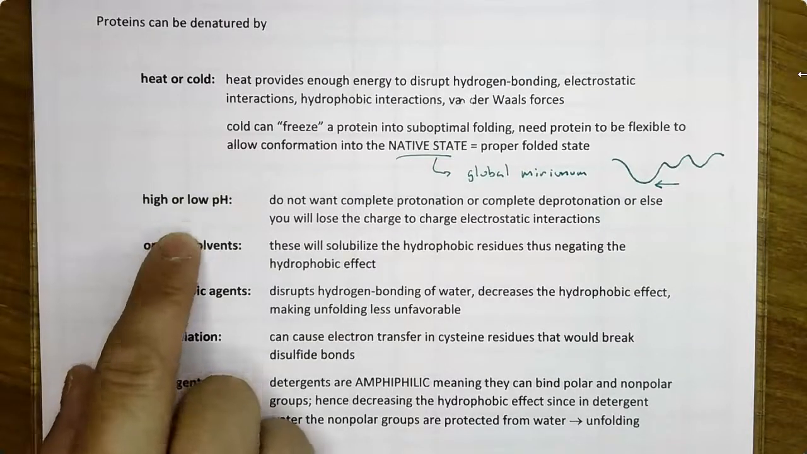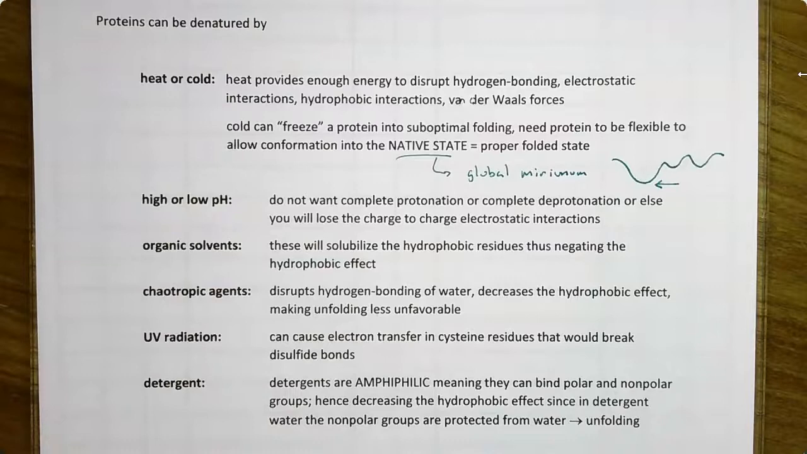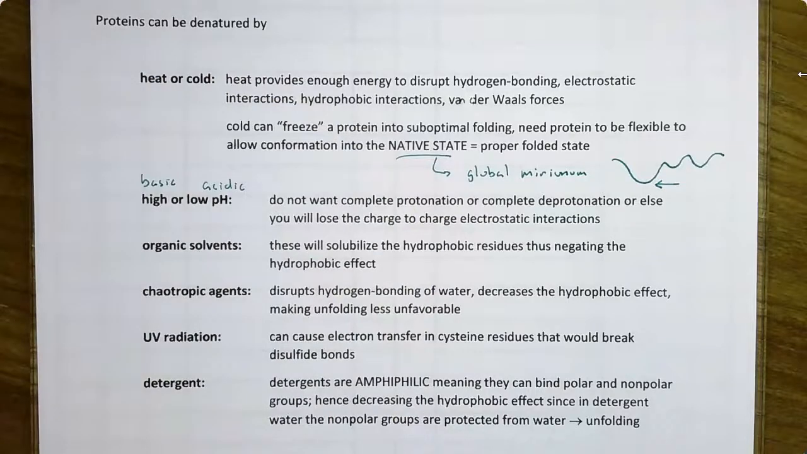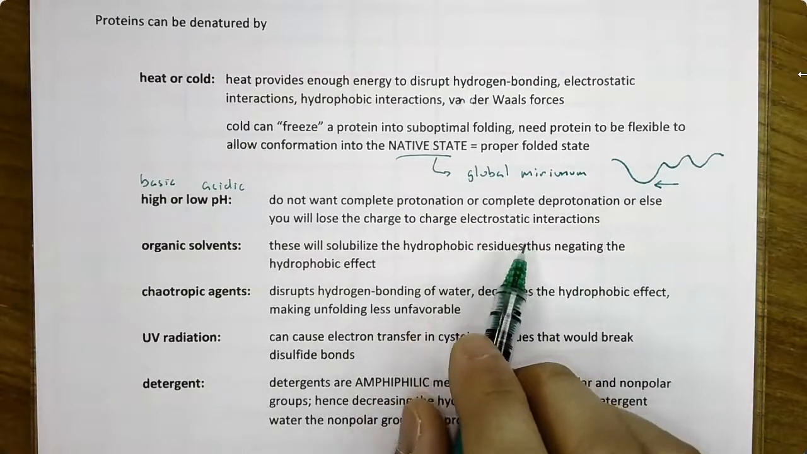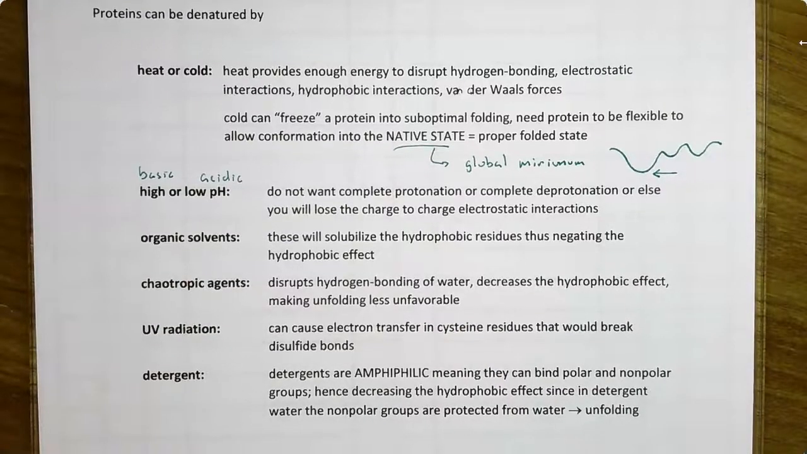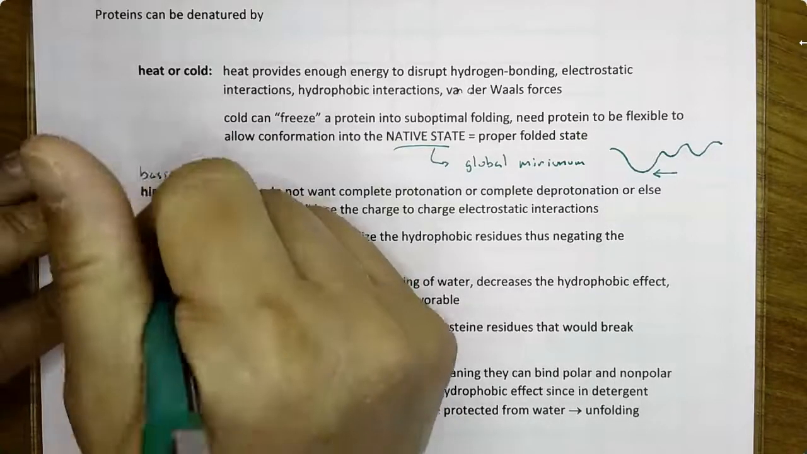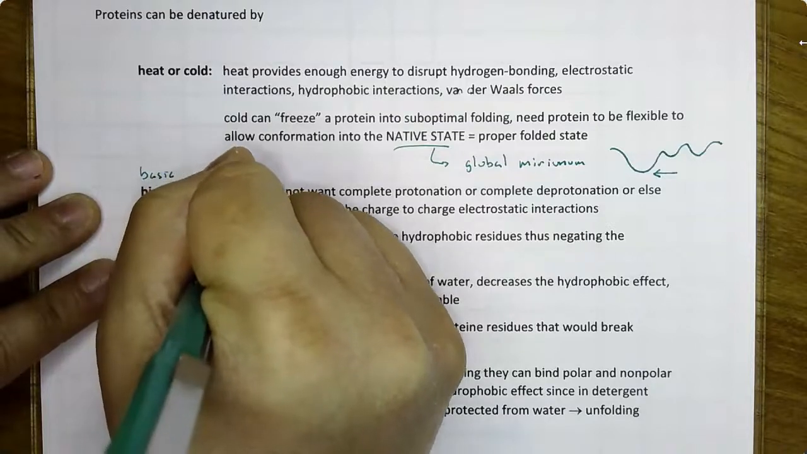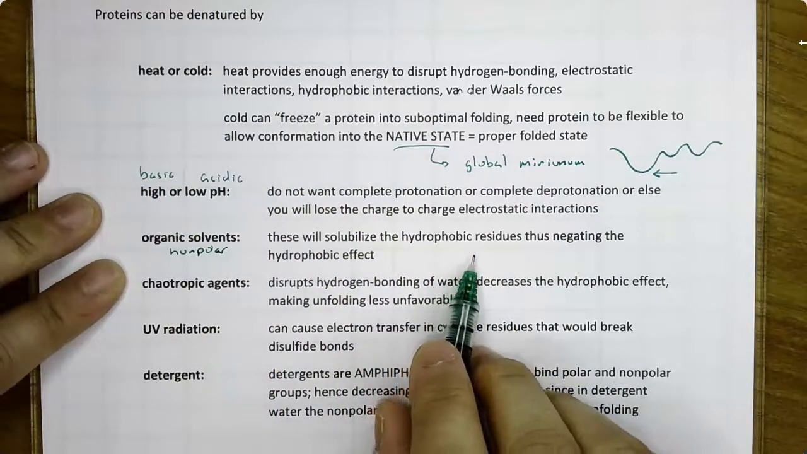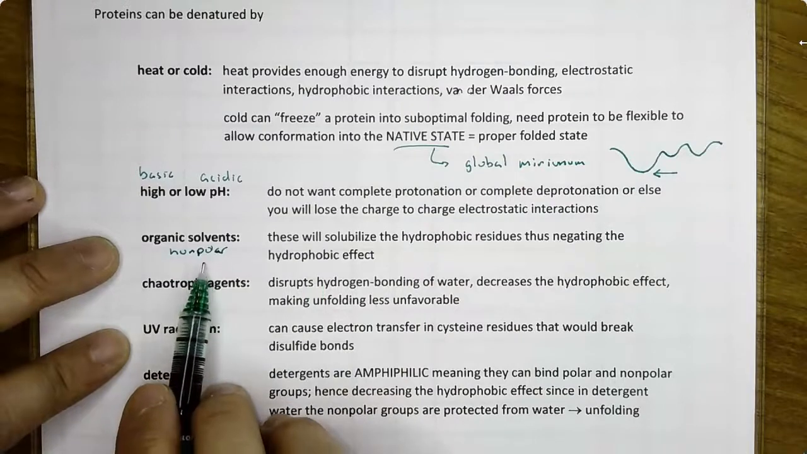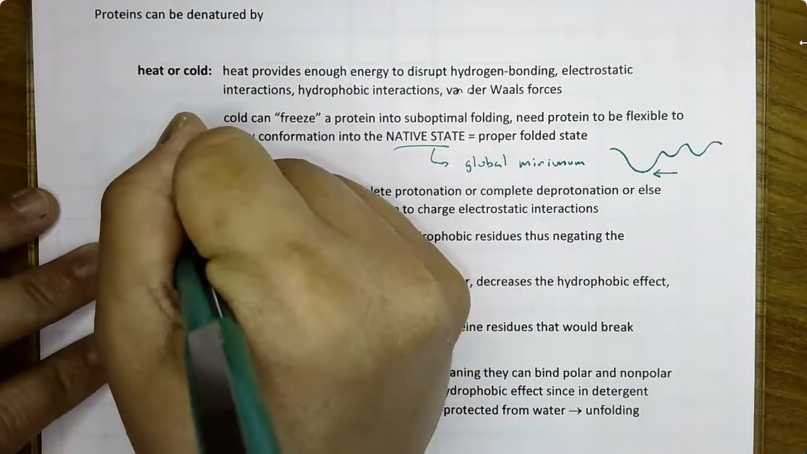Now, when you talk about pH, if you have very acidic, right, or if you have very basic pH, then you will start either protonating everything or deprotonating everything, and you'll start to disrupt the favorable electrostatic interactions. Organic solvents can cause a protein to denature because organic solvents are the opposite. These are nonpolar molecules, and they can solubilize nonpolar or hydrophobic amino acids. Thus, you are negating the hydrophobic effect if you dissolve your protein in like chloroform instead of water.